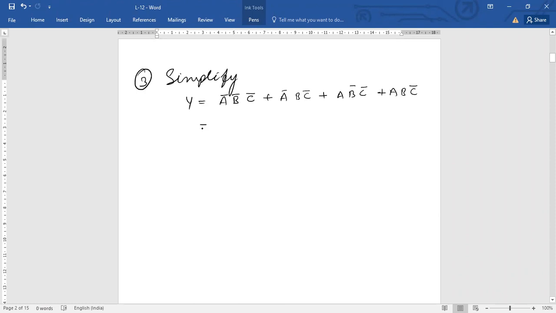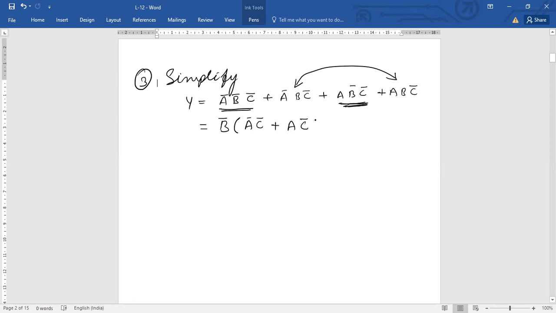What we can do here is see what is common. From this term and this term, and from this term and this term, you can see that B bar is common. So let us take B bar out of the bracket. So we will have A bar C bar plus A C bar. Okay.